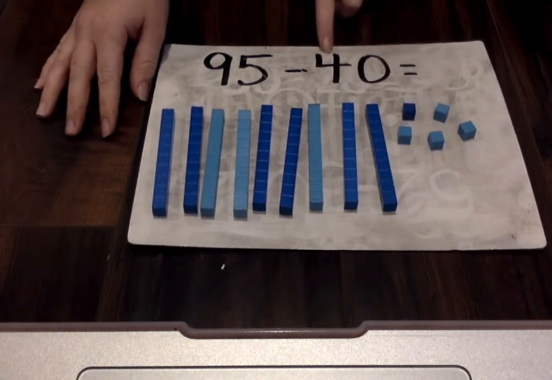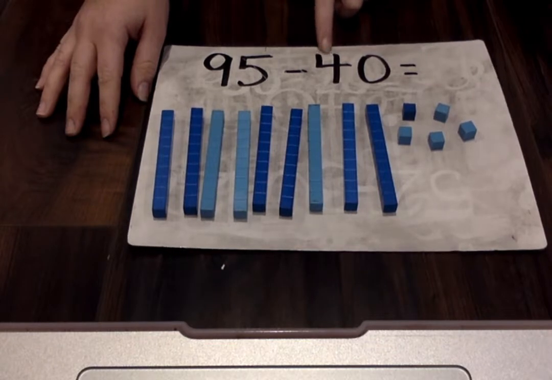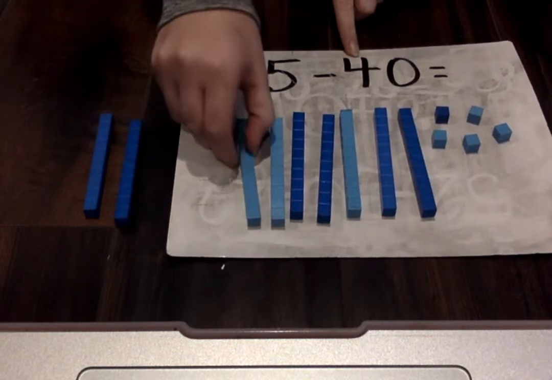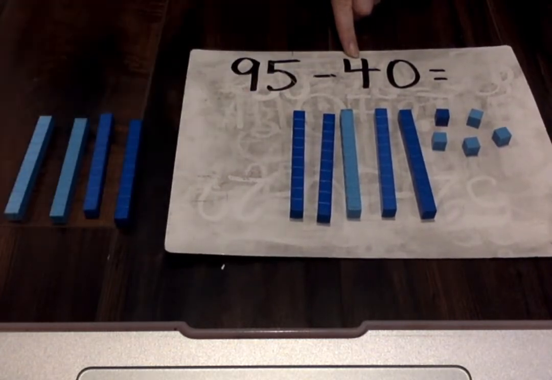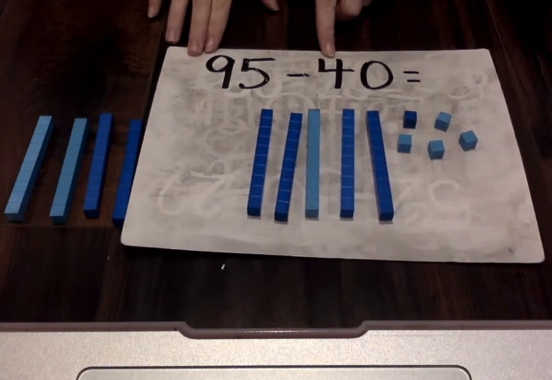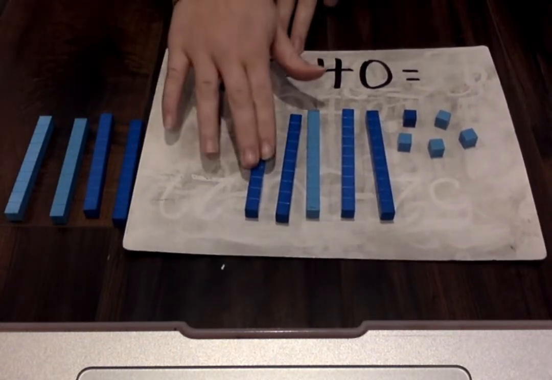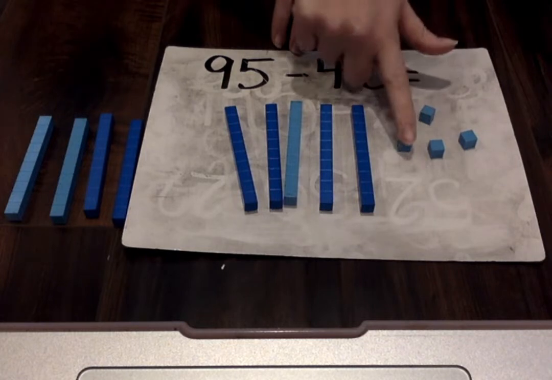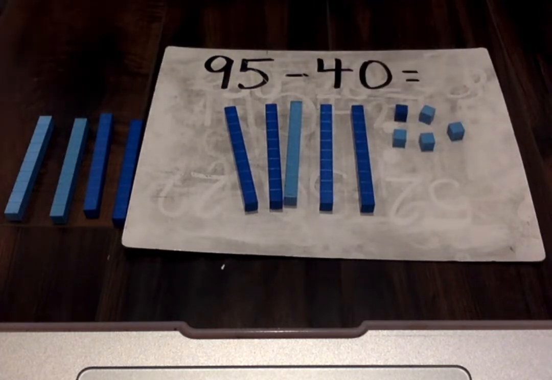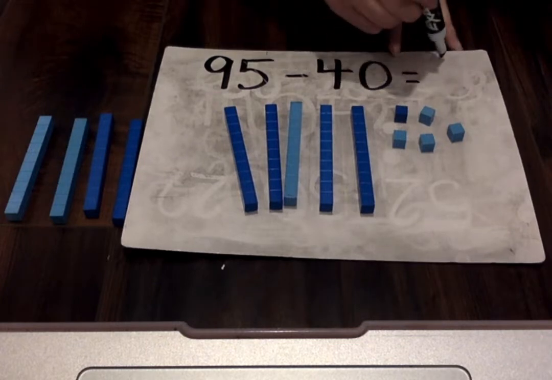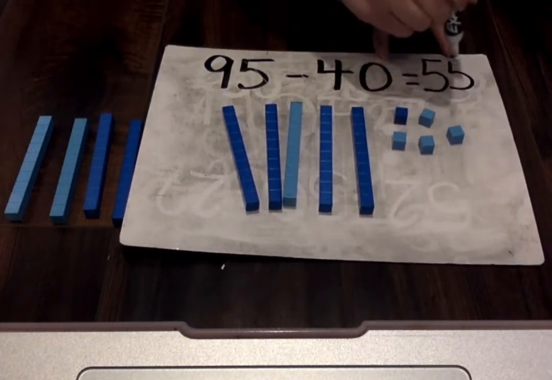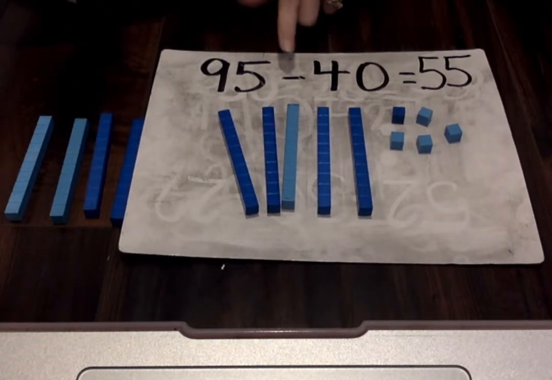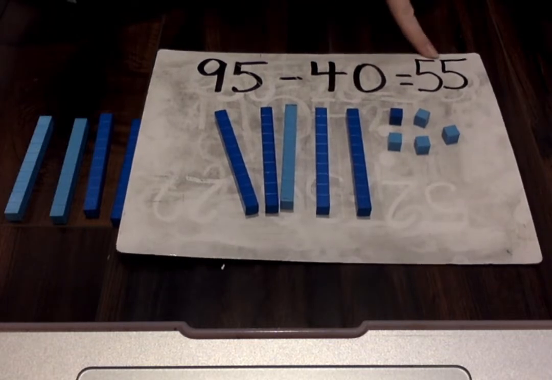I see that in the number 40, there is a 4 in the tens place. That means I'm going to take away 4 tens. 10, 20, 30, 40. I took them away, they're gone. Now because I'm subtracting, I want to know how many are left. 10, 20, 30, 40, 50, 51, 52, 53, 54, 55. 95 minus 40 equals 55.